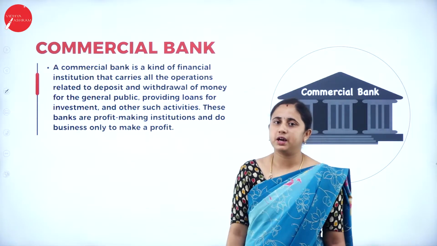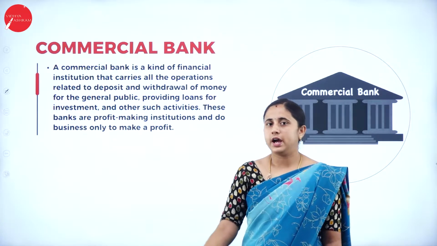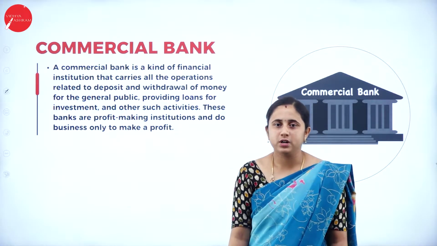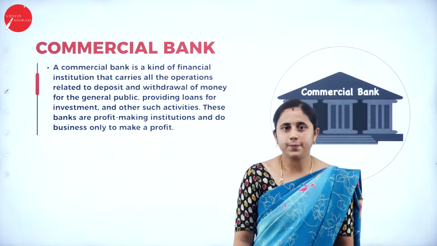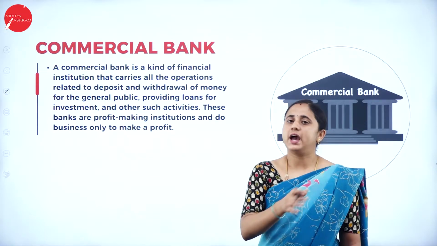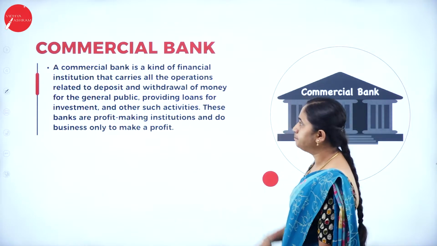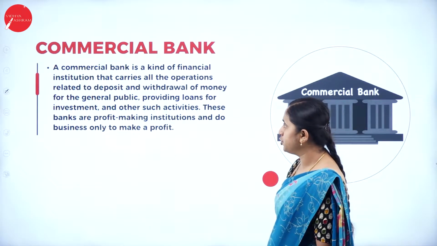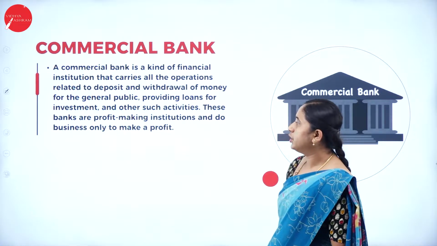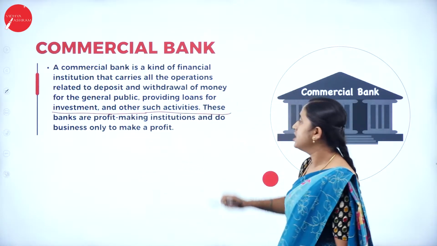So we know what we mean by commercial bank. A commercial bank is a financial institution which accepts deposits and lends money to the general public or corporations to make profit. So the main objective of the commercial bank is to earn profit. Along with accepting deposits and lending money, they undertake various other banking activities in order to make profit. A commercial bank is a kind of financial institution that carries out all the operations related to deposits and withdrawal of money for the general public, providing loans for investment purposes and other such activities.